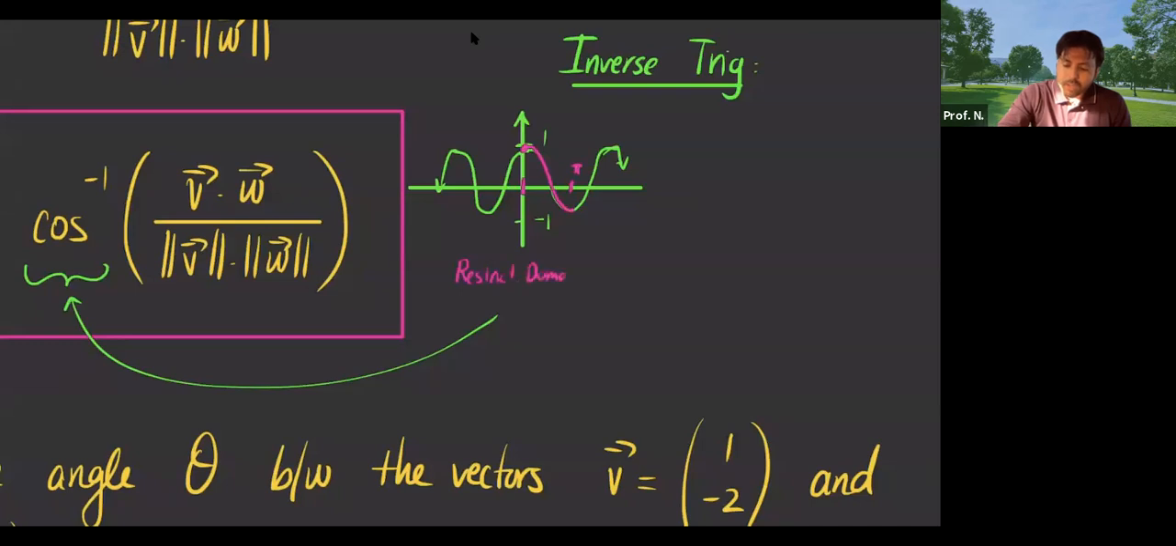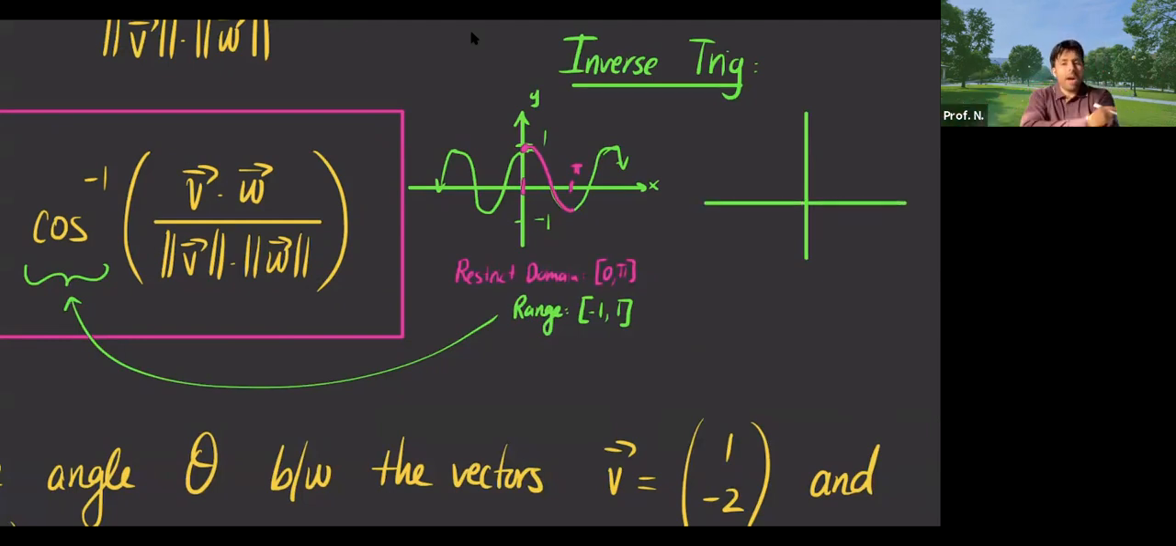So my restricted domain of cosine is from 0 to pi. And then my range stays intact. My range is from negative 1 to 1. So when I find the inverse, remember what inverses are? This is x and y. What happens with my inverse function? The x's and y's are swapped, right? That's usually the way inverses are defined. So my x's become y's and my y's become x's.